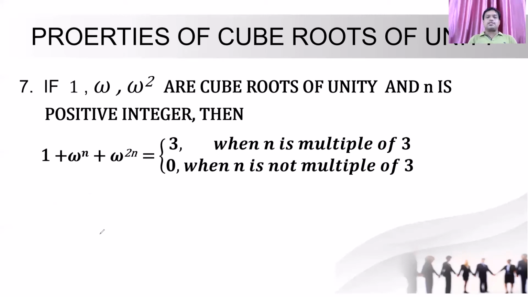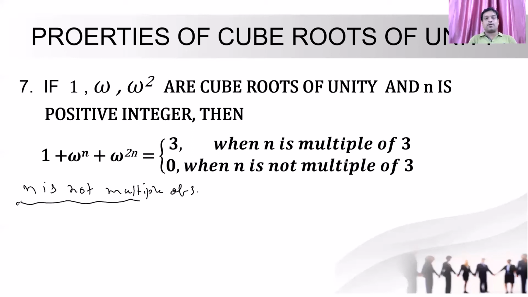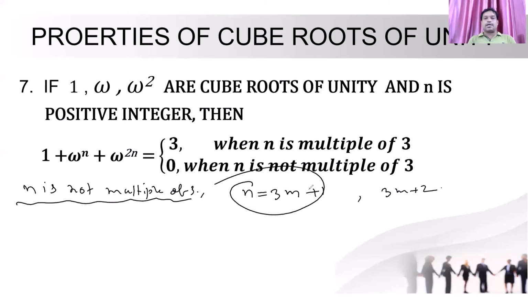Now if n is not a multiple of 3, then what happens? Then n may be 3m plus 1 or n may be 3m plus 2. There are two cases. For one case, suppose n equals 3m plus 1.